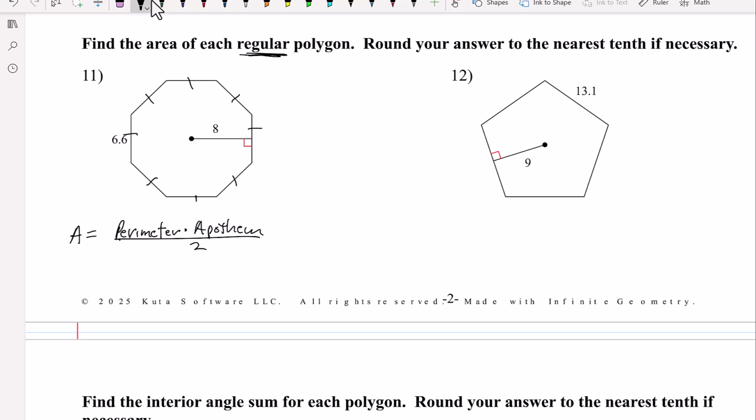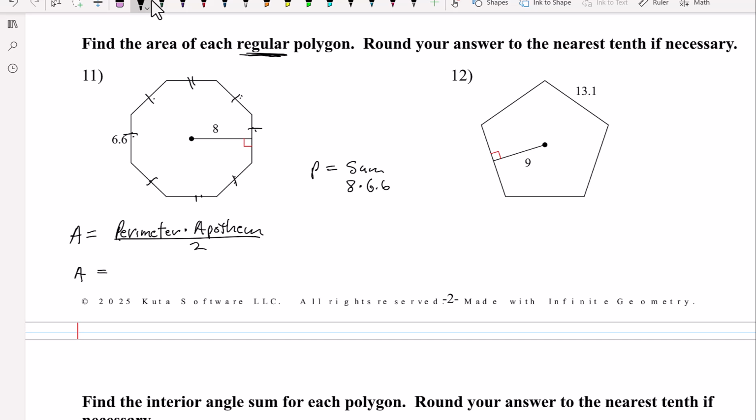So how many sides do we have? 1, 2, 3, 4, 5, 6, 7, 8. Remember, the perimeter is the sum of the sides, right? So there are 8 sides, and each side is 6.6.